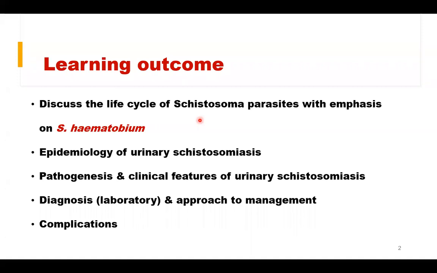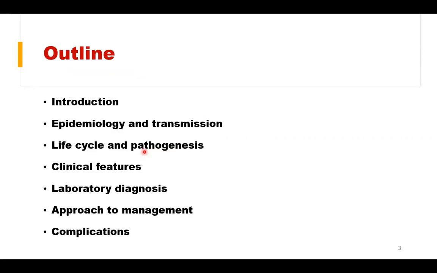So by the end of the discussion, you should be able to discuss the life cycle. Remember, this is a parasite that we are discussing. So because this is renal block, we are focusing on Schistosoma hematobium only. We're not going to discuss the other species. You should also be able to give the epidemiology of this condition, pathogenesis and clinical features, laboratory diagnosis and approach to management, as well as the complications.